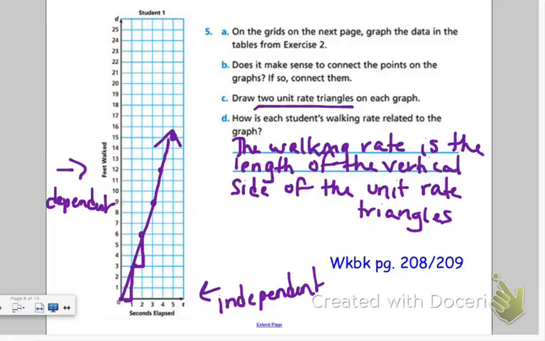So if you look at each unit rate triangle, you can see here's the vertical height. It's 3. Here's the vertical height. It's 3. And if we were to keep going, all of these unit rate triangles are the same. They all increase by 3 because remember, student 1 goes 3 feet per second. That's their walking rate. So the height of the unit rate triangle shows you the walking rate. So in the equation, the walking rate was represented by the coefficient. In the graph, the walking rate was represented by the unit rate triangle's height. Keep that in mind. You're going to need to know that again.